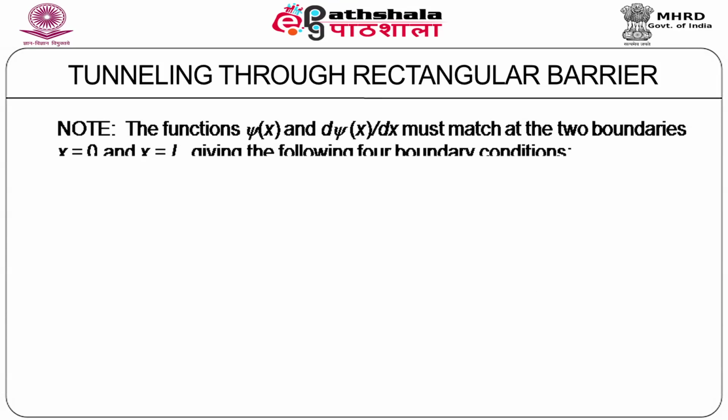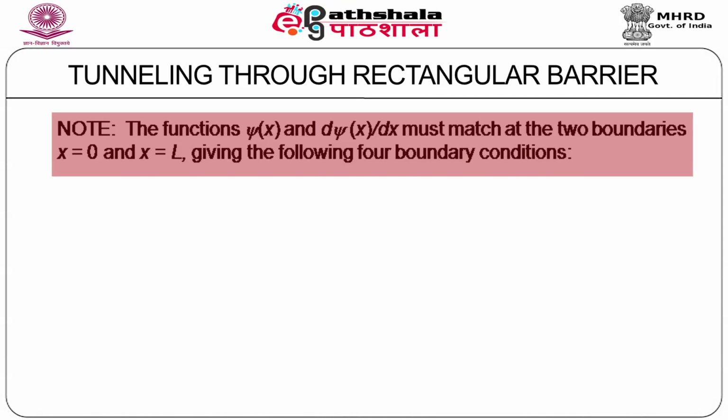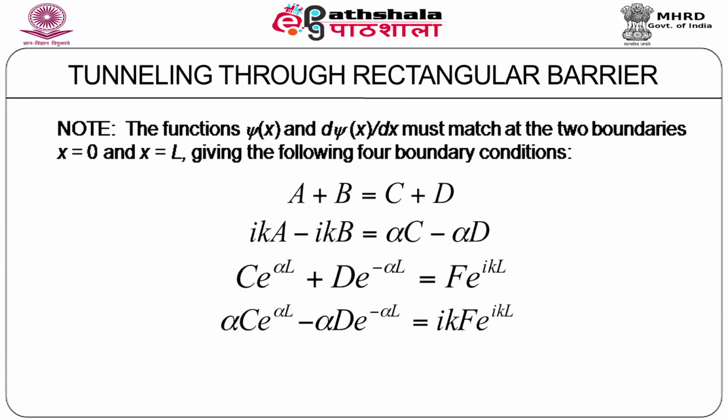How to go ahead with these equations? The functions psi x and its first derivative d psi dx must match at the two boundaries x equal to 0 and x equal to L, giving the following four boundary conditions. So you can calculate d psi dx in each case, and you get the following. The boundary conditions give you the following results, that is A plus B equal to C plus D, and the next three. These are the equations which you obtain from the boundary conditions.